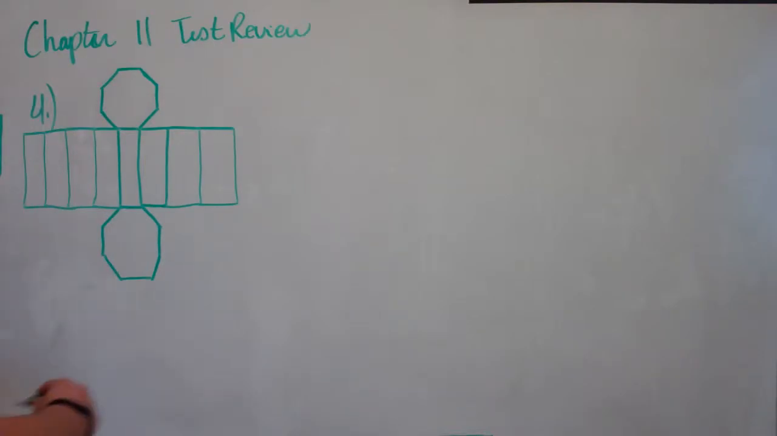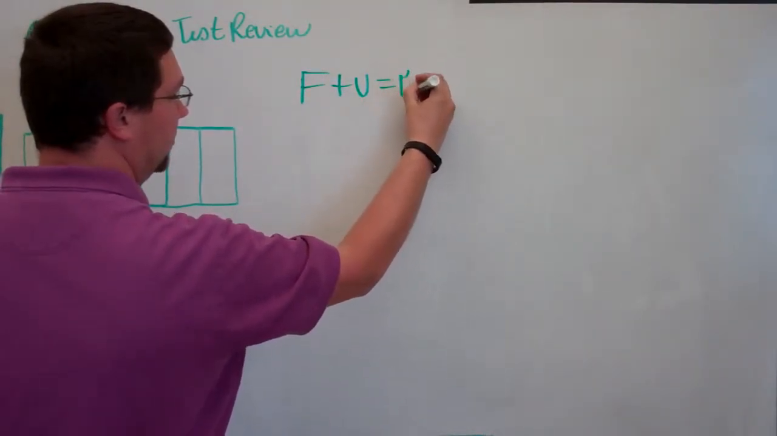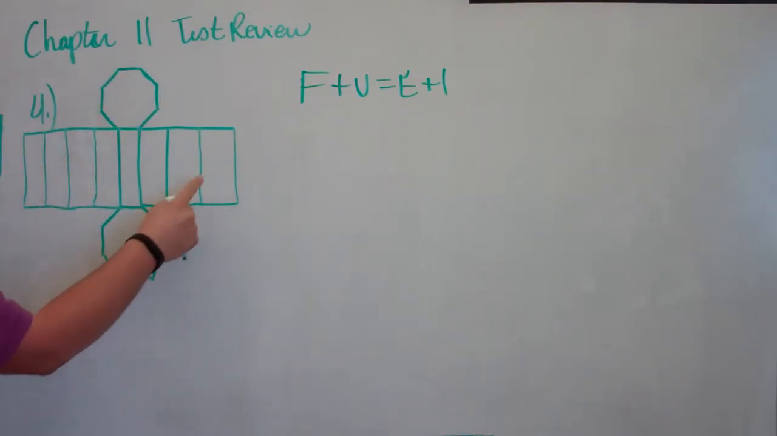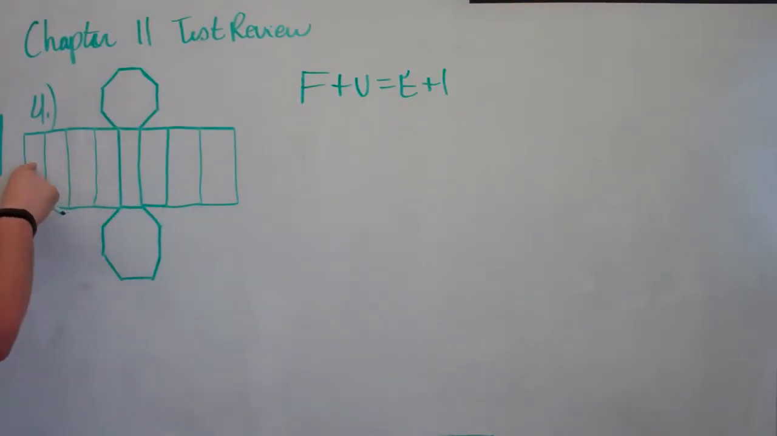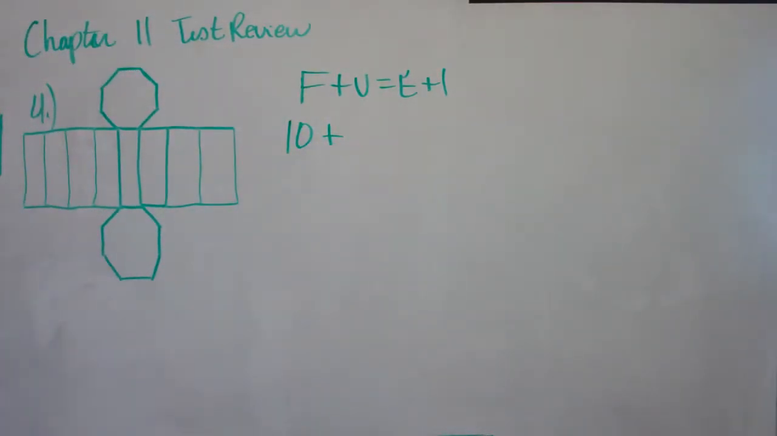Now it says, verify Euler's formula, F plus V equals edges plus 1. Remember, since we're working with a net, that's why it's the plus 1 and not the plus 2. All right? So, you count your number of faces. Well, we have 1, 2, 3, 4, 5, 6, 7, 8, 9, 10. Just remember, faces are the same thing as sides. All right, it's got 10 sides, 10 faces.